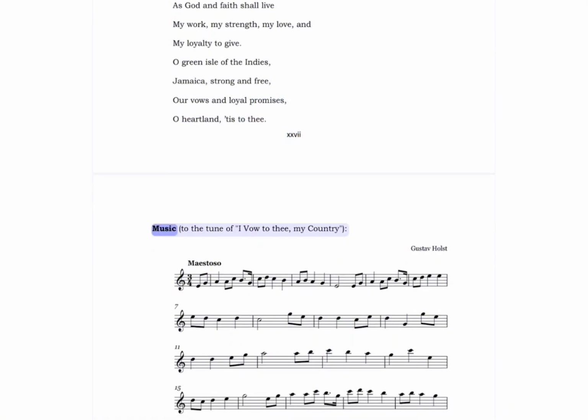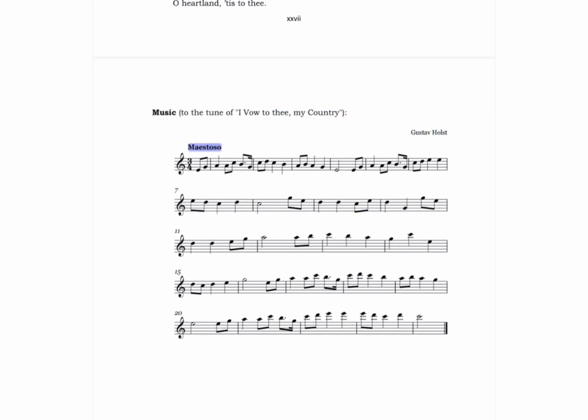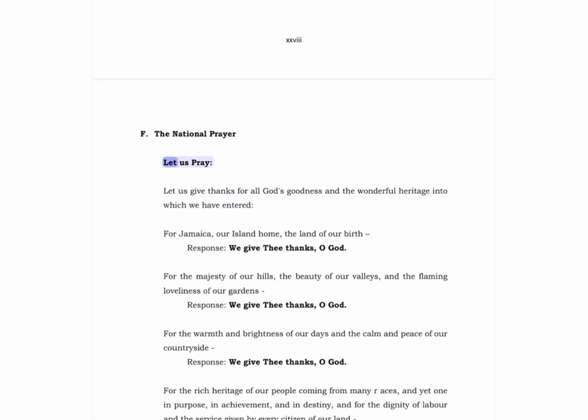Music, to the tune of I Vow to Thee, My Country, by Gustav Holst, Maestoso. The National Prayer. Let us pray.